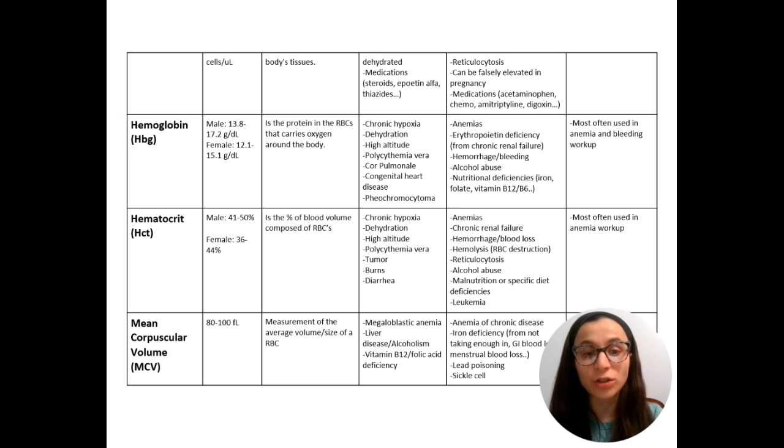Now, hemoglobin is the actual protein in the red blood cells that carries oxygen around the body. So it's pretty much going to be elevated for the same exact reason that the red blood cell count is elevated: chronic hypoxia, dehydration, high altitude, congestive heart disease, etc. And it will be lowered for the same exact reason, anemia.